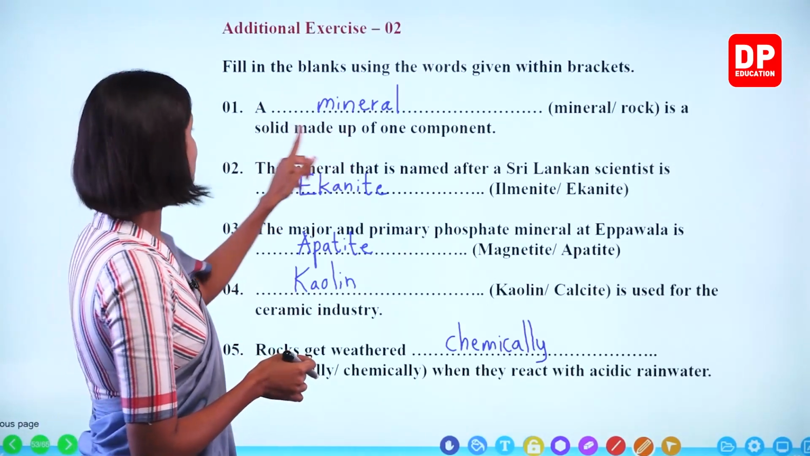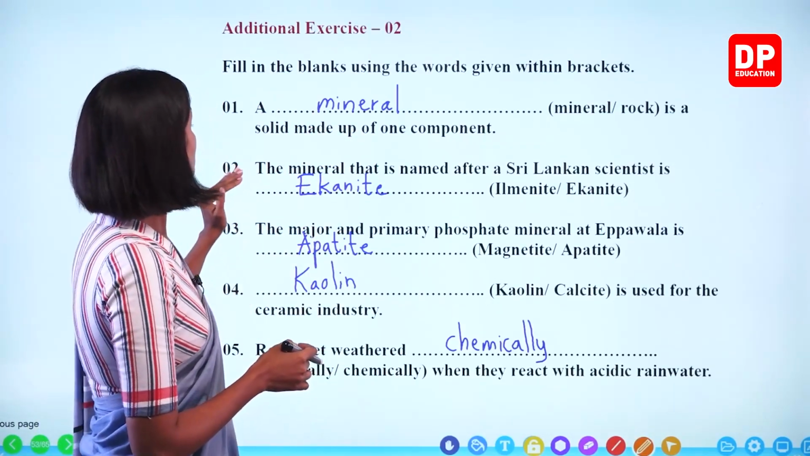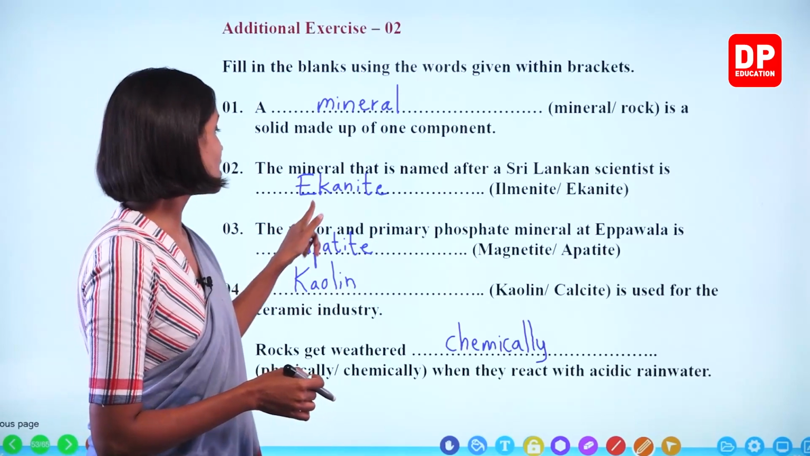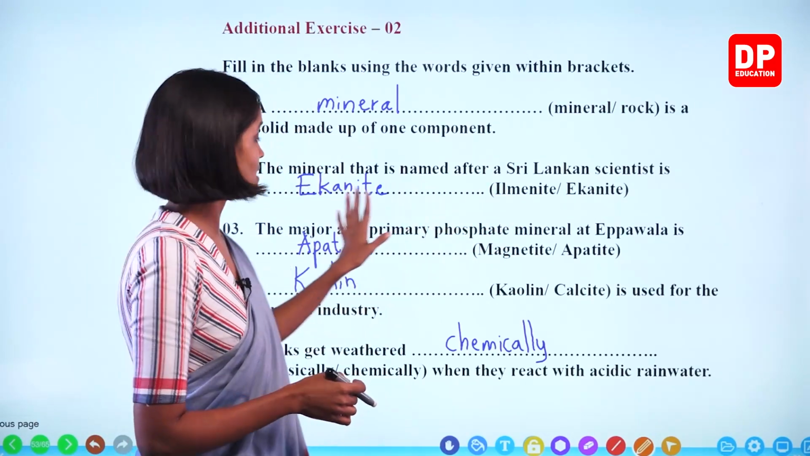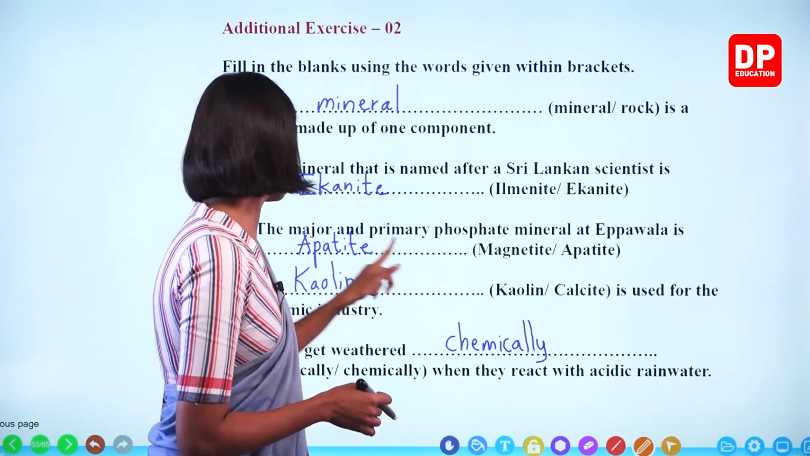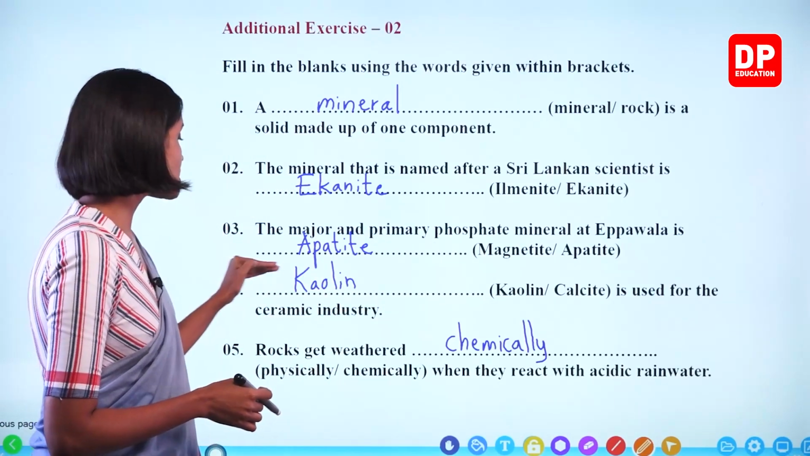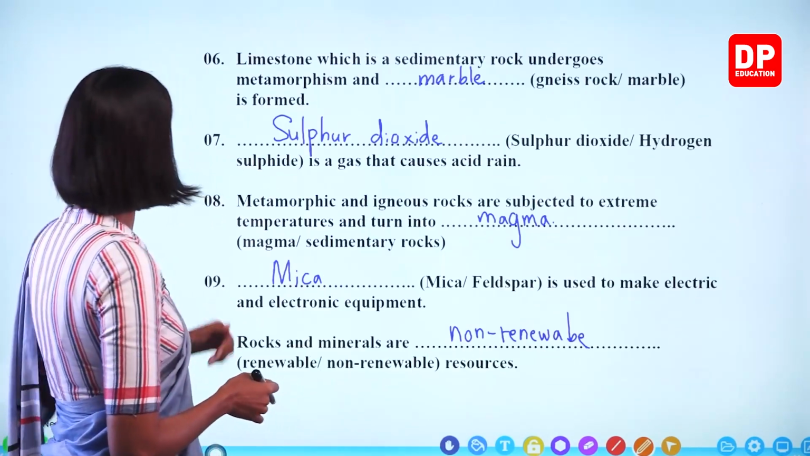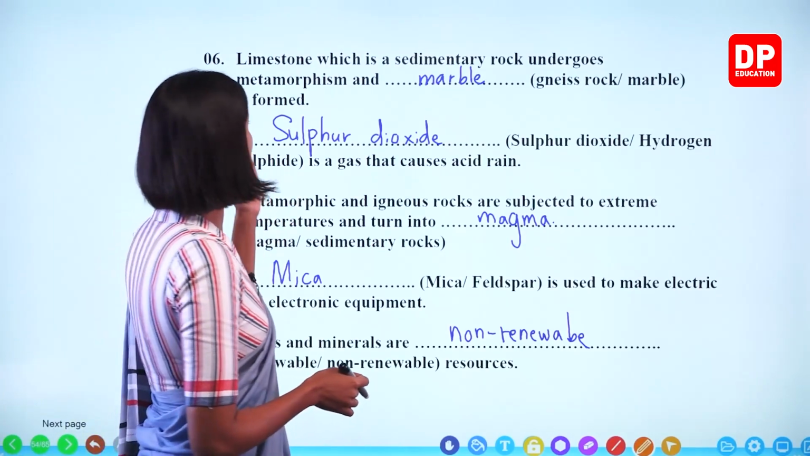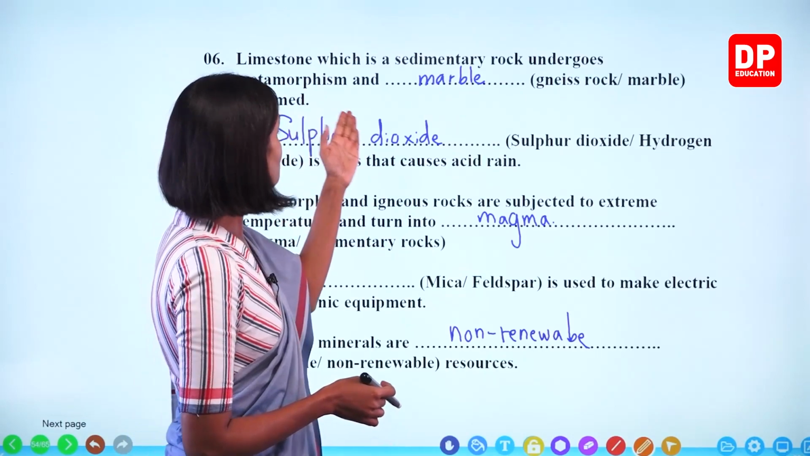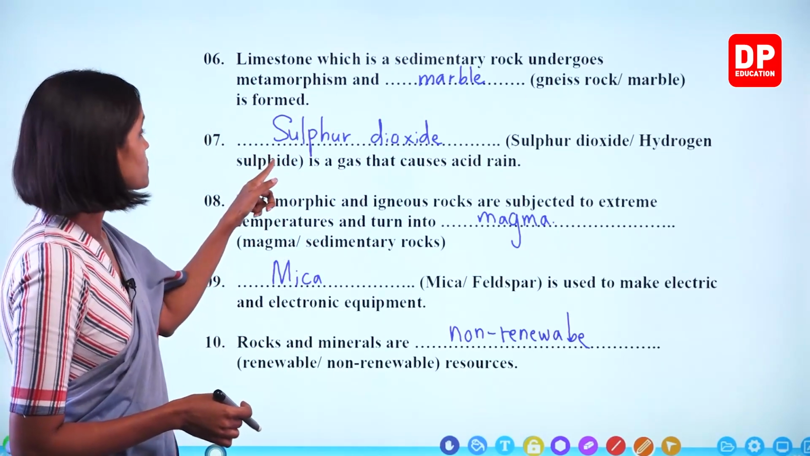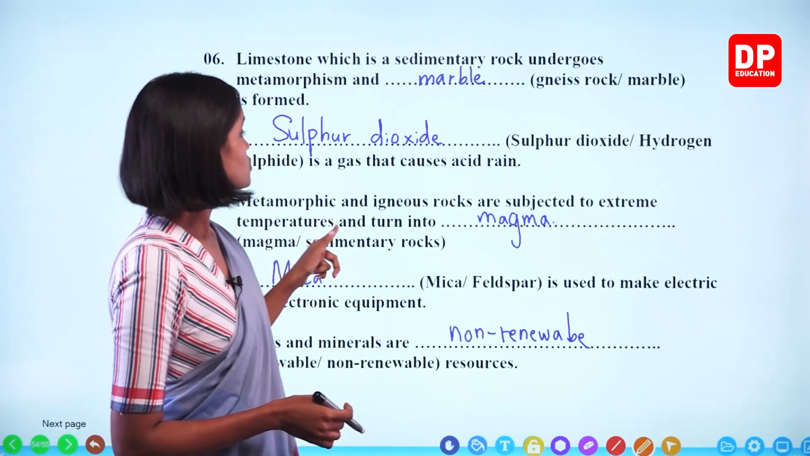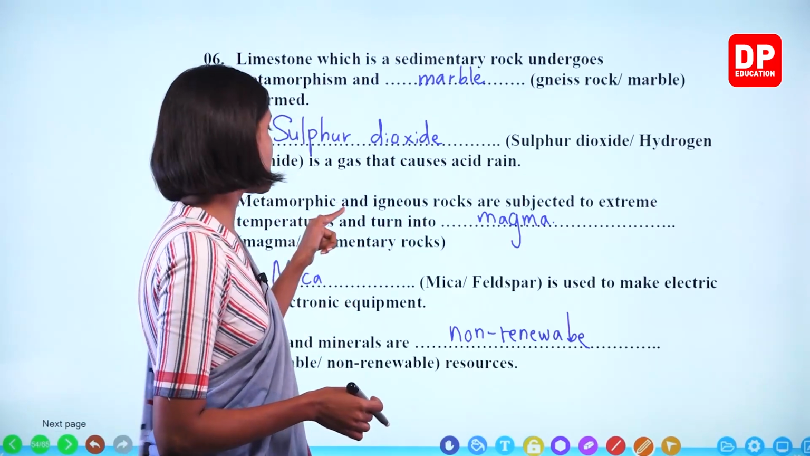A mineral is a solid made up of one component. The mineral that is named after the Sri Lankan scientist is aconite. The major and primary phosphate mineral at Eppawala is apatite. Kaolin is used for the ceramic industry. Rocks get weathered chemically when they react with acidic rainwater. Limestone, which is a sedimentary rock, undergoes metamorphism and marble is formed. Sulfur dioxide is a gas that causes acid rain. Metamorphic and igneous rocks are subjected to extreme temperatures and turn into magma.